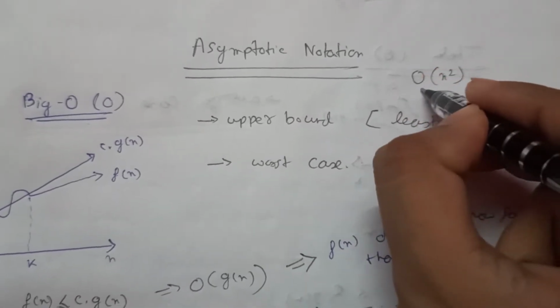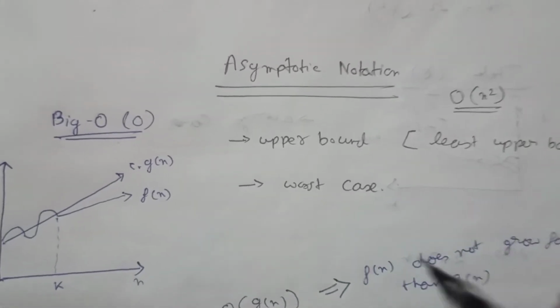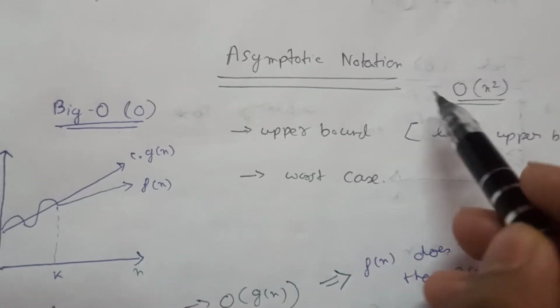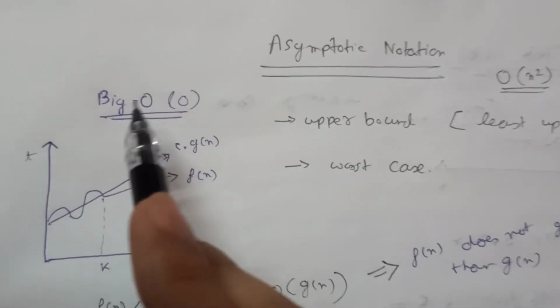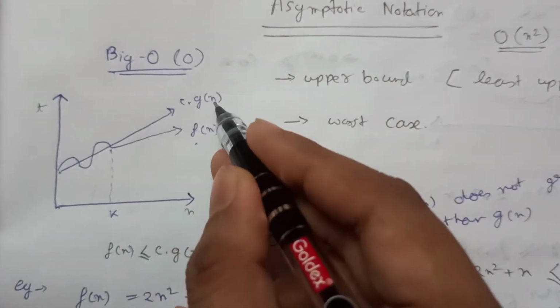I have just given an example of what this is, and how we get this n square term, I will explain it now. This is the notation which we use most, that is the Big-O notation. So see, there is a graph, and there are two functions, that is f of n and g of n.